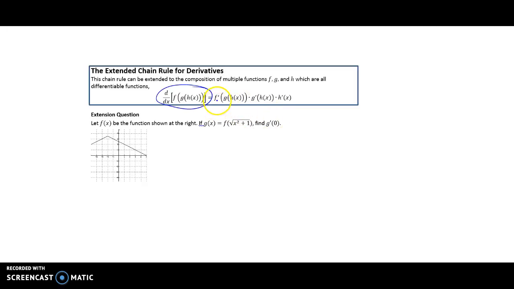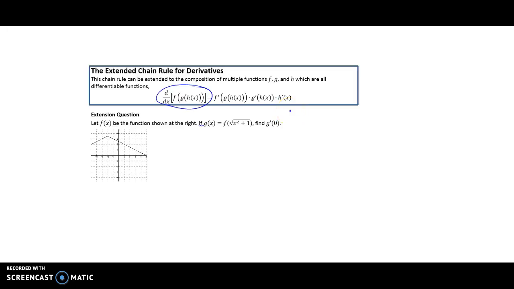So just like before, we're going to start with the derivative of the outside, and that's going to be evaluated at the inner composition. Then we'll move on to the next piece. We'll find the derivative of the g function, the next outermost piece, evaluated at the inner piece at h, and then multiply that finally by the derivative of that inside.